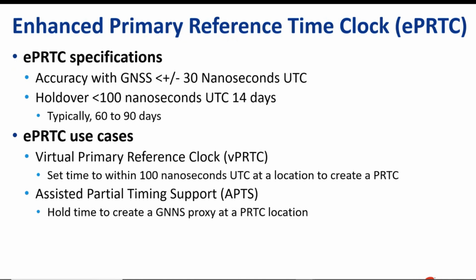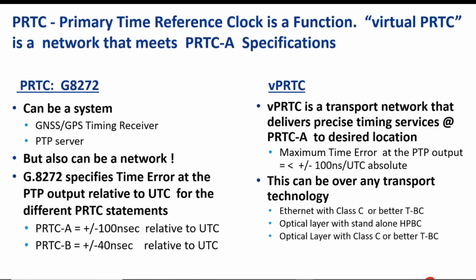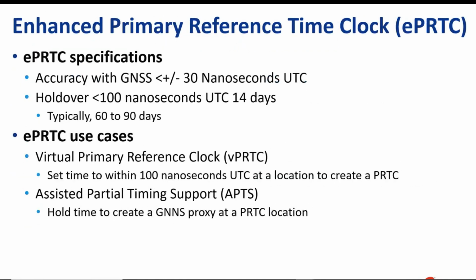We have a couple of ePRTC use cases. We can use it as a virtual primary reference clock, which I'm going to talk about in a few minutes, where we try to set time within 100 nanoseconds to UTC at a location to create a PRTC function. We can also use it for assisted partial timing support, or APTS. APTS is used to hold time or create a GPS or GNSS proxy at a PRTC location. At some point in the future, we'll probably do additional presentations and cover the topic of APTS, assisted partial timing support, at that point.